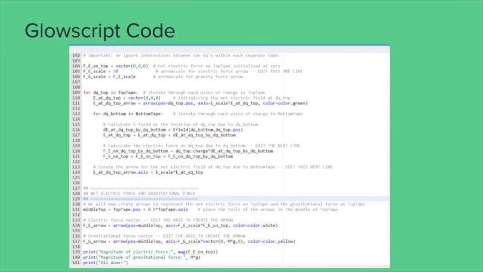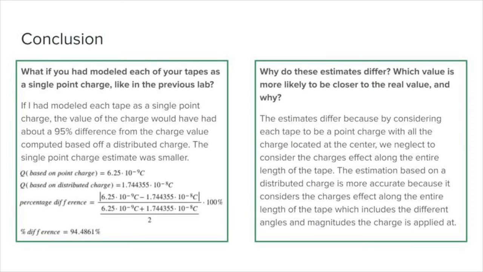In conclusion, two questions were posed. What if I had modeled each of my tapes as a single point charge like in the previous lab? If I had modeled each tape as a single point charge, the value of the charge would have had a 95% difference from the charge value computed based off the distributed charge. The single point charge estimate was much smaller than the distributed charge.